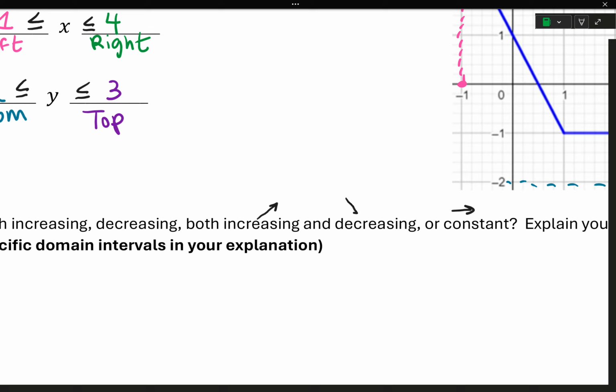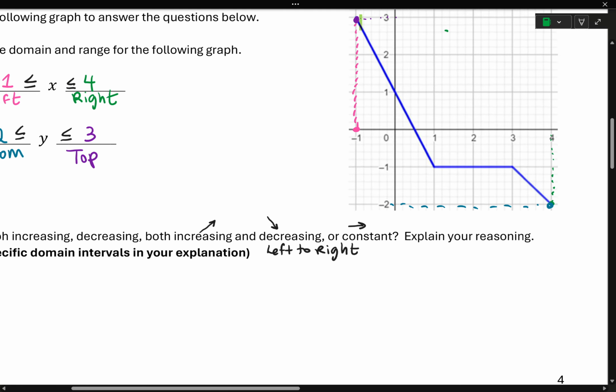Decreasing is going to be going down and to the right. We always go left to right. You'll see that a lot in mathematics. We're looking at things left to right, just like we read in English, so that's very useful. Let's take a look at our graph.